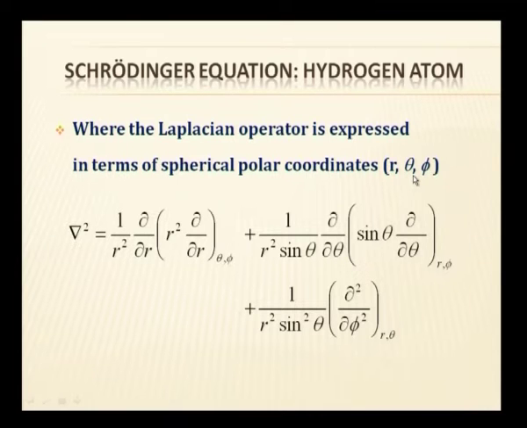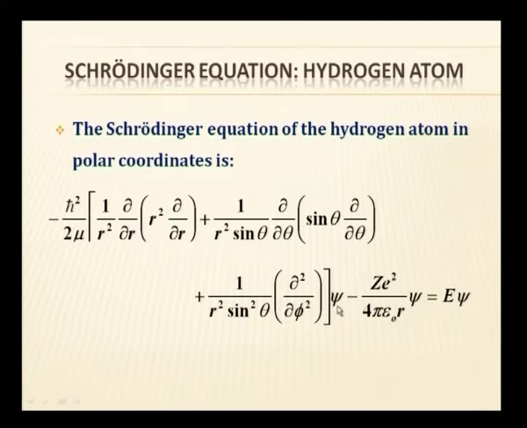So, del square in terms of r, theta and phi will become equal to 1 by r square dou by dou r of r square into dou by dou r plus 1 by r square sin theta into dou by dou theta of sin theta dou by dou theta plus 1 by r square sin square theta into dou square by dou phi square. That is the expression for del square, the Laplacian operator that operates upon the wave function psi. You see here, you have got the Laplacian operator, that is the kinetic energy part, right. Then the potential energy part comes here, right.